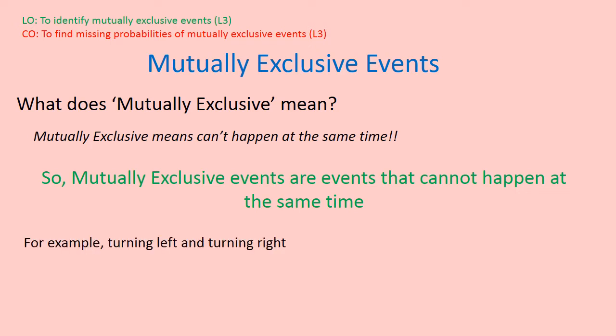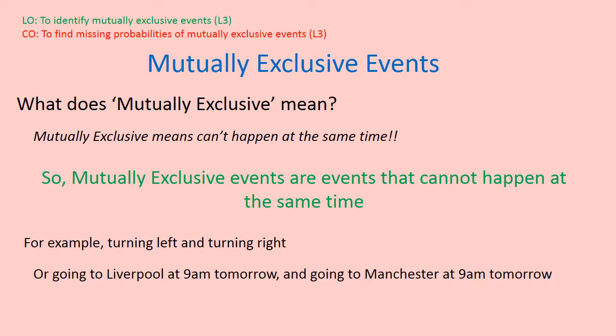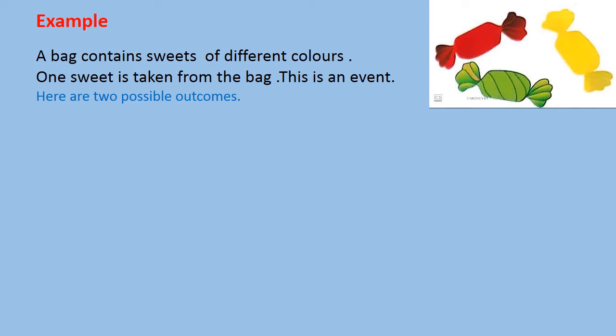For example, turning left and turning right, or going to Liverpool at 9 a.m. tomorrow and going to Manchester at 9 a.m. tomorrow. In this lesson, we will look at some examples of both mutually exclusive and non-mutually exclusive events, as well as how each affects probability. We have the first example.